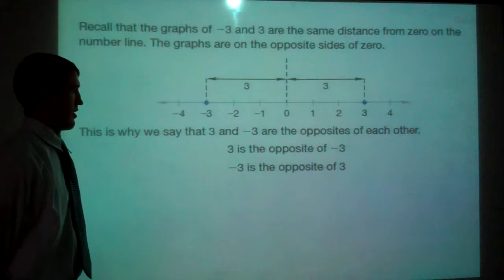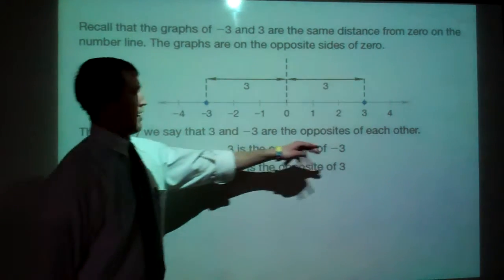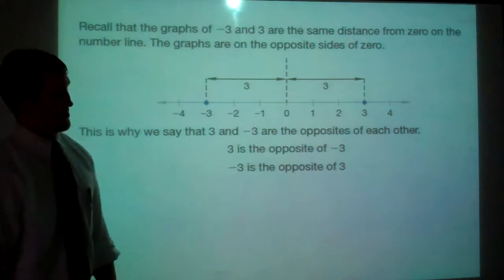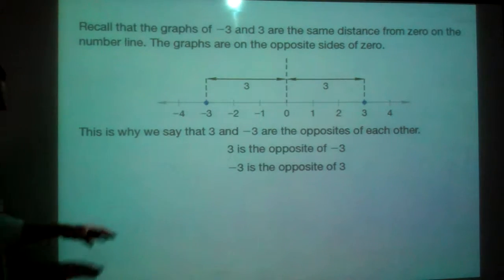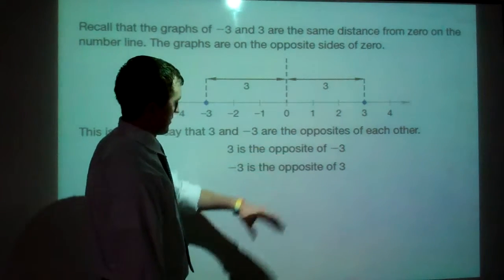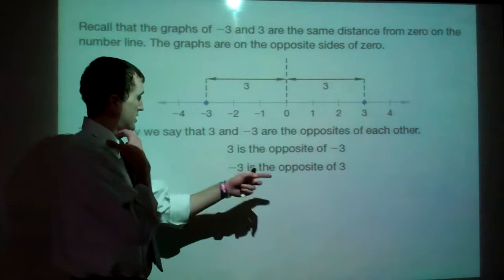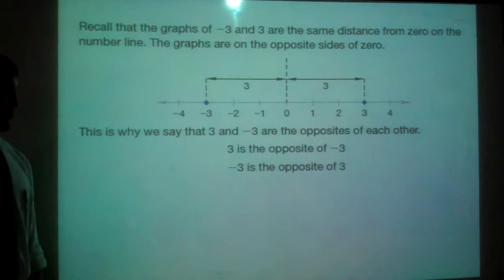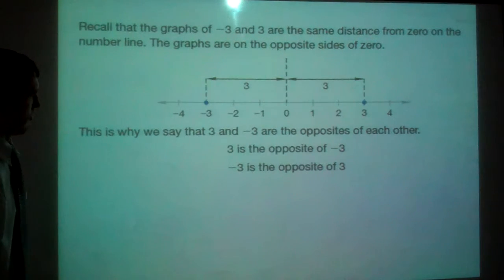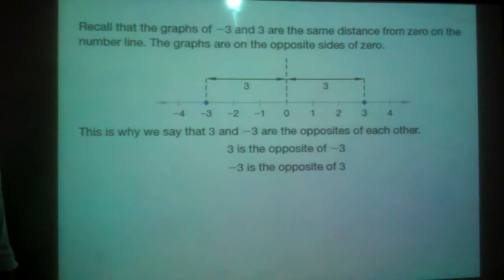For instance, they give us -3 and +3. Those are opposites of each other. And when we add opposites together, we get 0. So -3 plus +3 gets us 0. And this is why we say that 3 and -3 are opposites of each other. So 3 is the opposite of -3, and -3 is the opposite of +3. Okay? So we want to keep the idea of opposites in mind today.